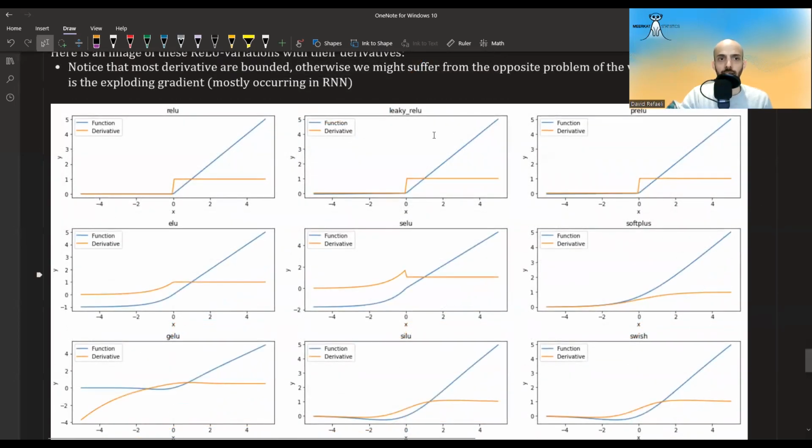Okay, here is an image of some ReLU variants along with the derivatives. In blue, you have the functions. In orange, you have their derivatives. There are two main takeaways. One is that all the variants look very similar to a ReLU, more or less. The second is that most of the derivatives are bounded. This is a good thing because otherwise we might suffer from the opposite of the vanishing gradient problem, which is the exploding gradient problem, which mostly occurs in recurrent neural networks. Okay, so these are the two main takeaways from this graph.